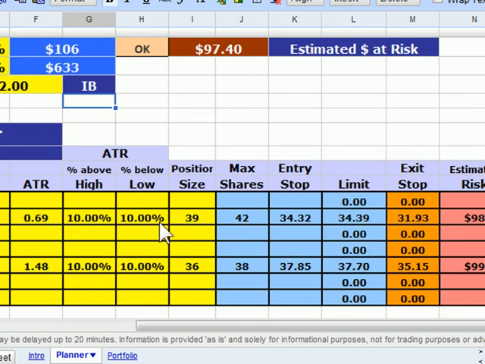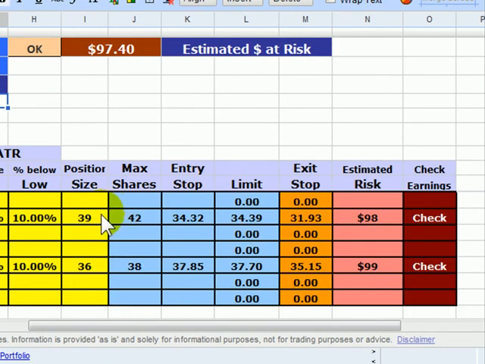If we take the low ATR percent and subtract it from the low, it gives us where to place our stop roughly. After entering the correct number of shares, it then shows us our estimated perceived risk on the trade. A nice little feature here is you can then go check the earnings on that stock. Got to make sure those aren't coming up on us.